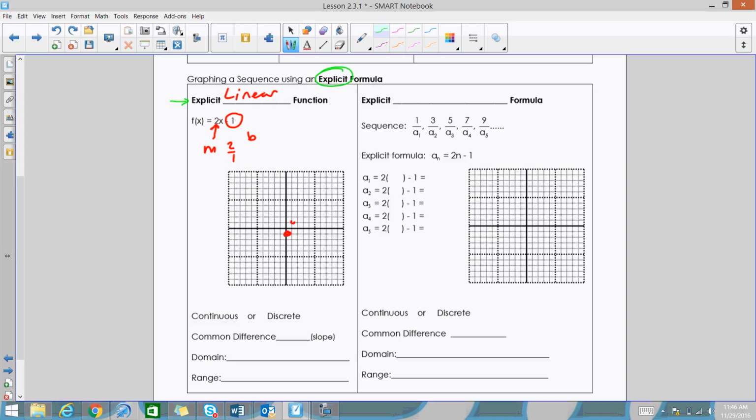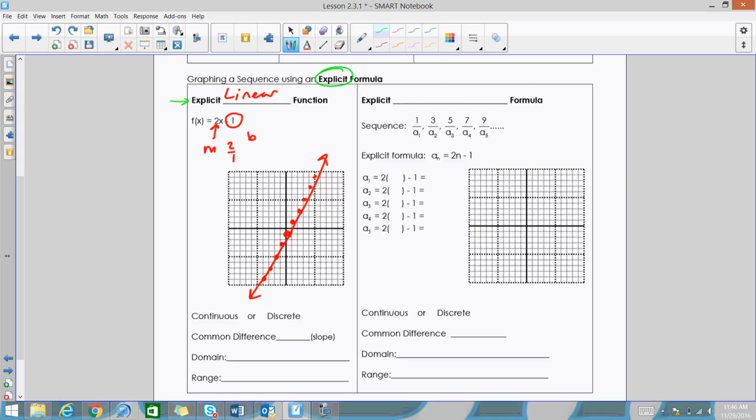So I'm going to go up 2 over 1, up 2 over 1, up 2 over 1, up 2 over 1, up 2 over 1. Connect my line, and I go down to the left 1, down to the left 1, down to the left 1, down to the left 1, and connect my line here. That's just our line. You've been doing that since you were in 5th grade.